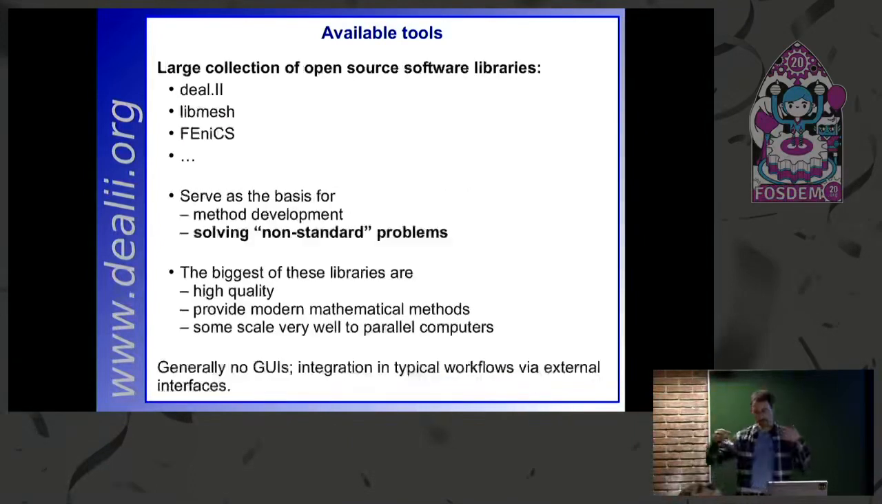So the other world is the open source world, which does not have these sorts of big applications that are commercially available, but there are a lot of toolboxes around. And deal.II, the project that I represent, is one of those. So there's deal.II, there's LibMesh, there's FEniCS, there's GetDP, there's FreeFem, and a number of others. deal.II is probably the largest of these.